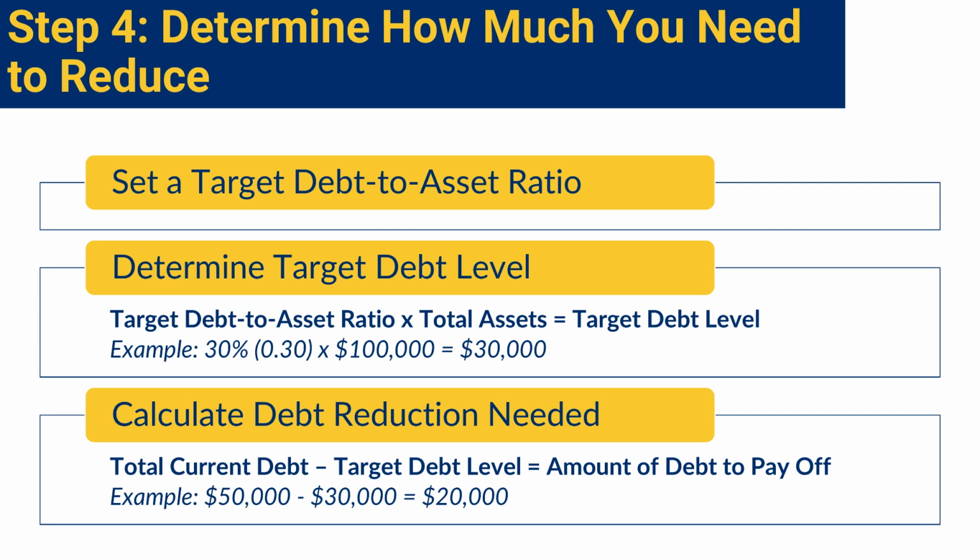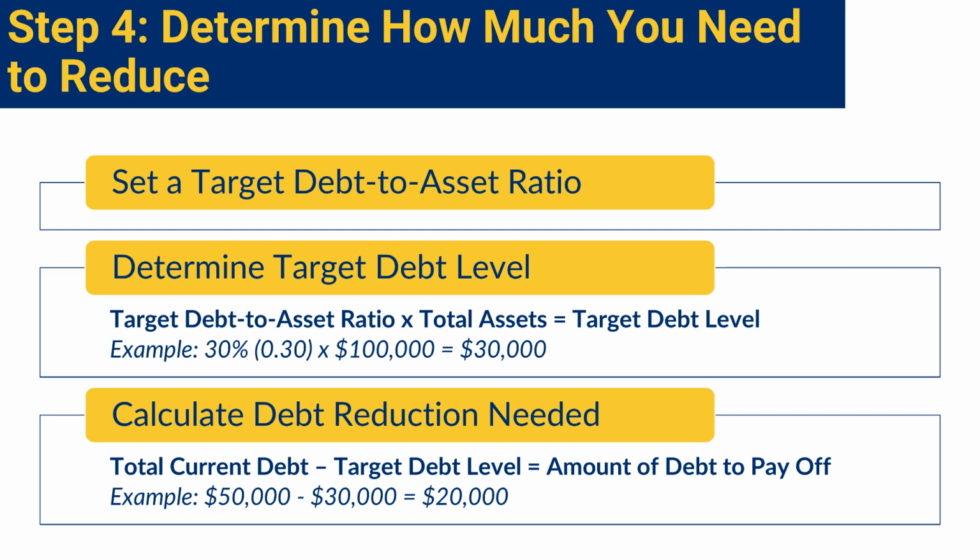Step 4. Determine how much you need to reduce. Now that you've calculated your current debt-to-asset ratio, it's time to figure out how much debt you need to eliminate to reach your target ratio. Follow these steps to set your goal and determine the necessary debt reduction. 1. Set a target debt-to-asset ratio. Decide on a realistic and healthy target ratio for your business. A commonly recommended goal is 30%. This ratio balances manageable debt levels with sufficient leverage for business operations and growth.